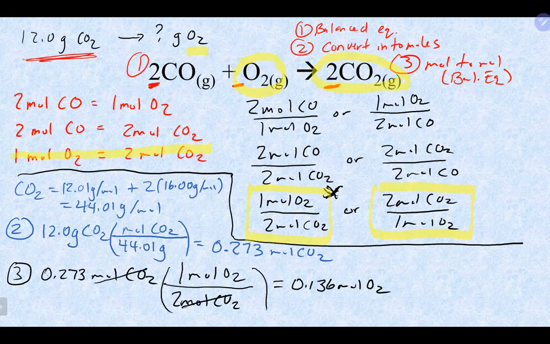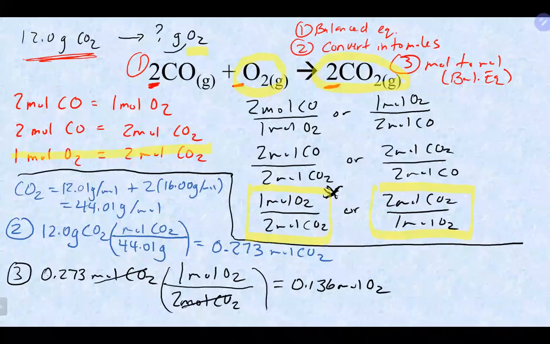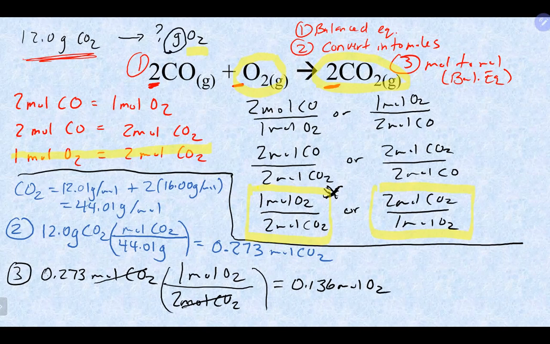Any questions on that there? Now, at this point, if the question asks how many moles of O2, we would be done, right? We could put a box on it. But in this case, we really don't want moles of O2. We want grams. So the 4th step, which is commonly what you need to do, is now take these moles back to grams in this particular case.